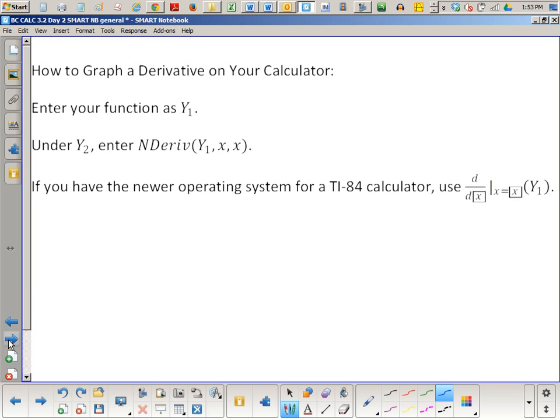Here's how you graph a derivative on your calculator. First, you enter your function as y1, and then under y2, you want to type this expression, nDeriv of parentheses y1 comma x comma x.